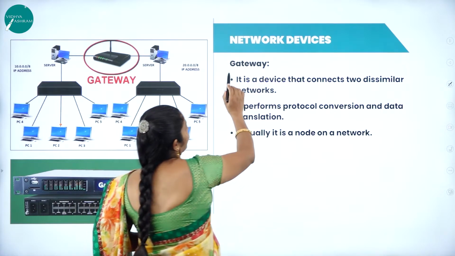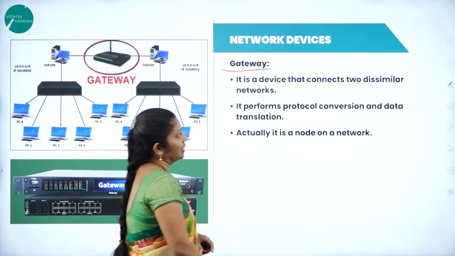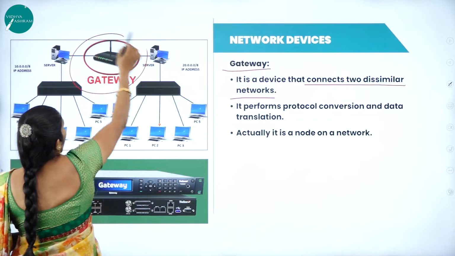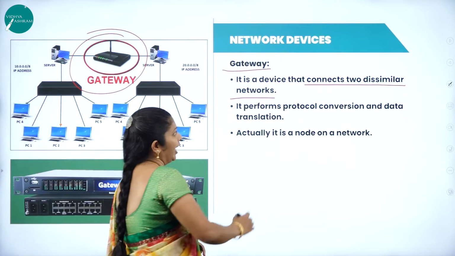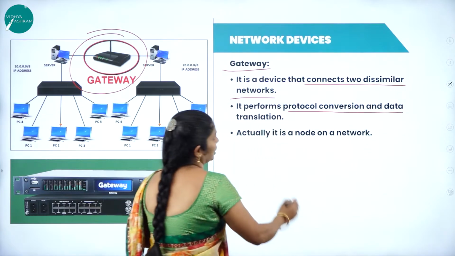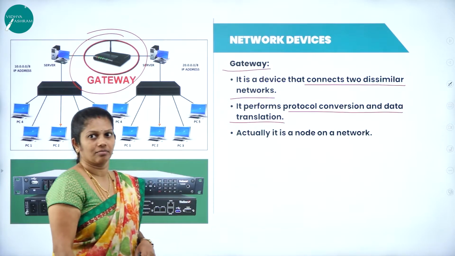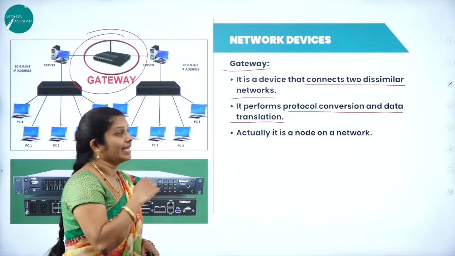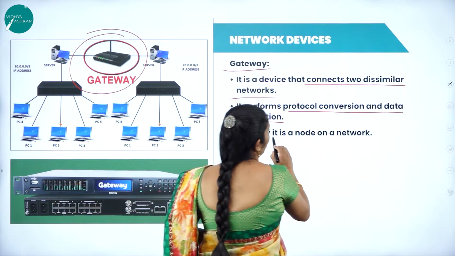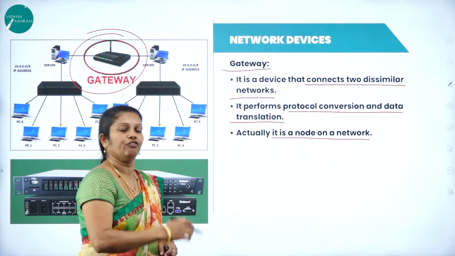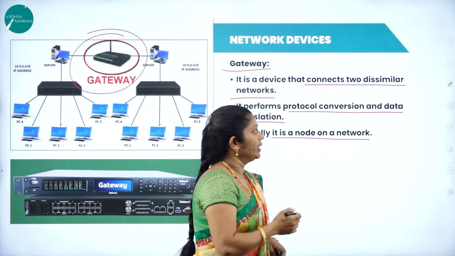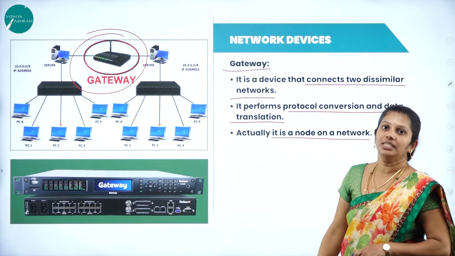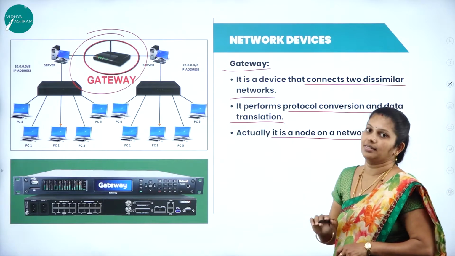Next one, we will move on to the gateway. It is a device that connects dissimilar networks. Here it performs protocol conversion and data translation. Whichever format to whichever format we want the data, in that format it will translate. That is the gateway. Actually, it is a node on a network. Where the data has to be moved, how it has to be moved, and especially data translation, it will perform. It is a device and it connects dissimilar networks.